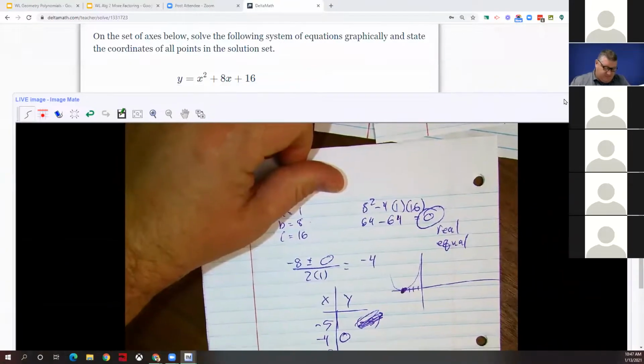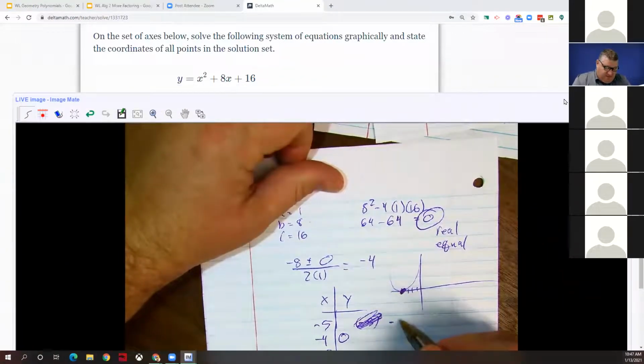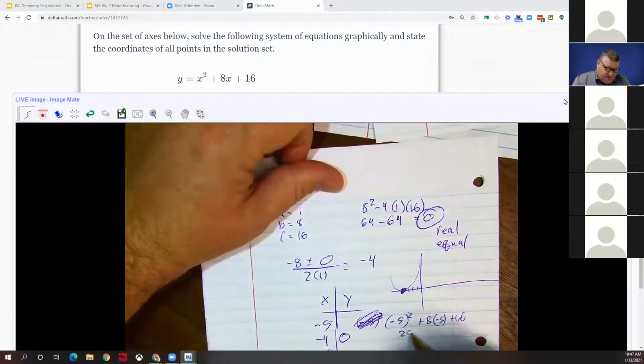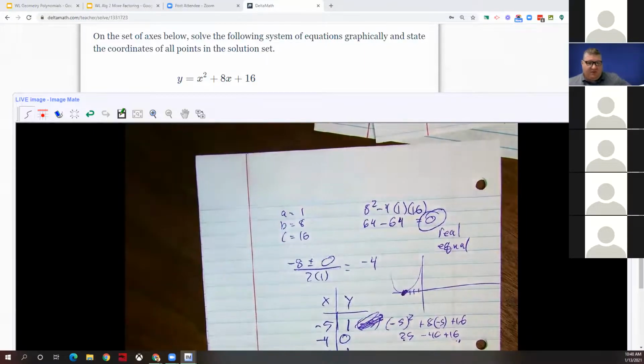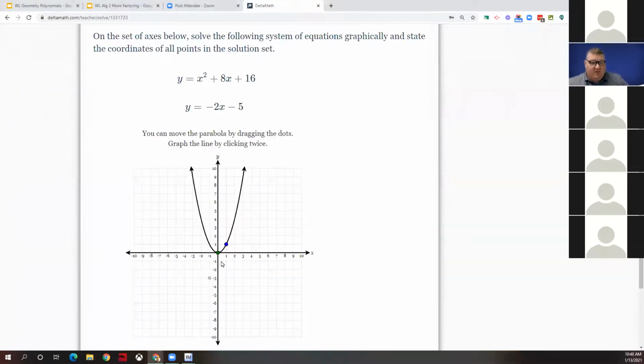There it is. -5 squared plus 8 times -5 plus 16. 25 minus 40 plus 16. That's positive 1. So it's -5 comma 1. This is going to be -3 comma 1. All right, so move it over 4, -3 comma 1, or -5 comma 1.